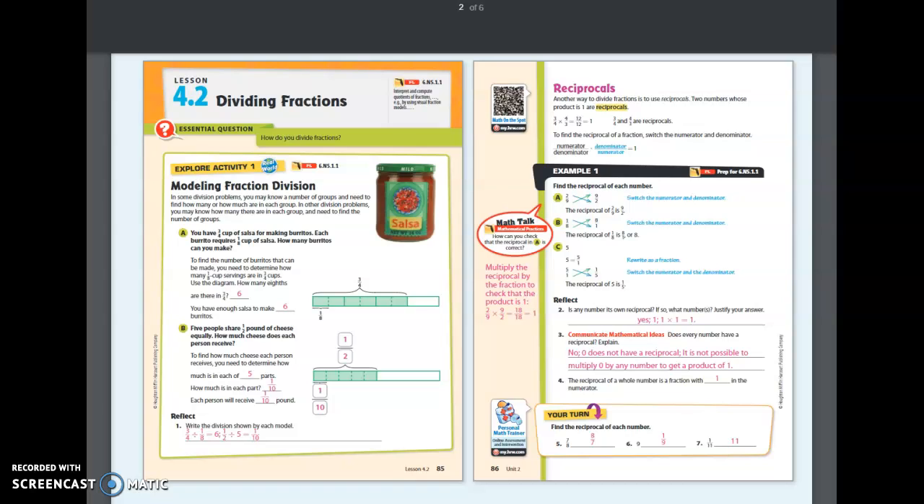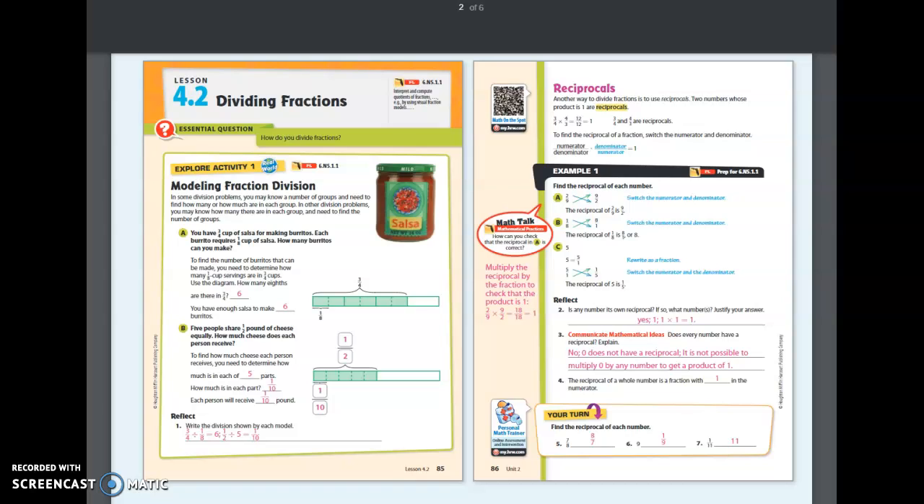For 4.2, we're going to be focusing on dividing fractions. So in the real-world example for Explore activity number 1, we're going to model fraction division. In some division problems, you may know a number of groups and need to find out how many or how much are in each group.